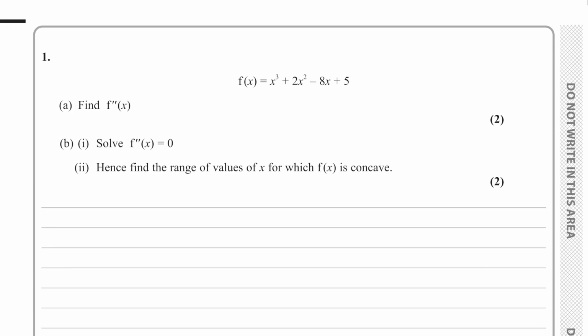Question 1. f of x is x cubed plus 2x squared minus 8x plus 5. We need to find the second derivative of our function. So differentiate it once and differentiate it again. So our first derivative, we're going to times by the power, take one off the power. So it's 3x squared plus 4x minus 8.